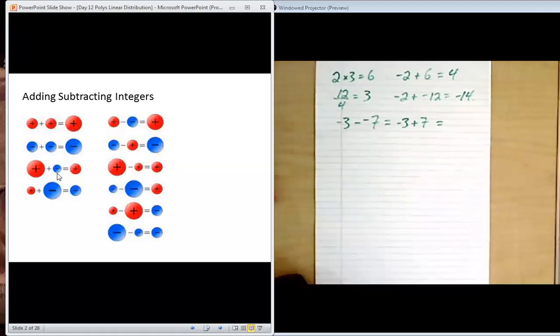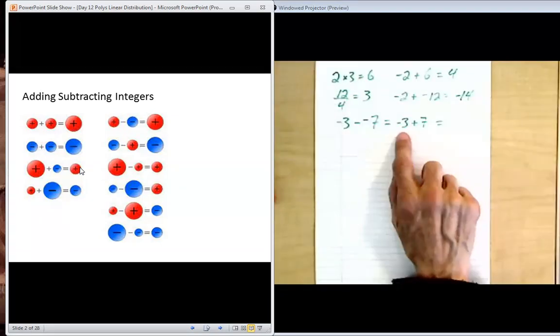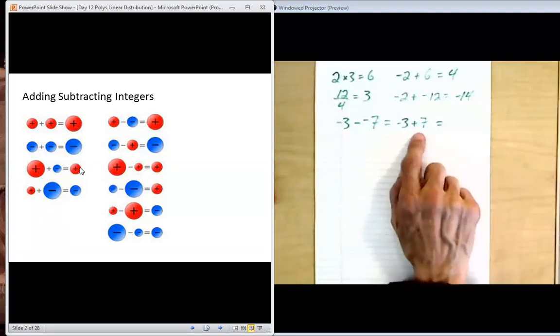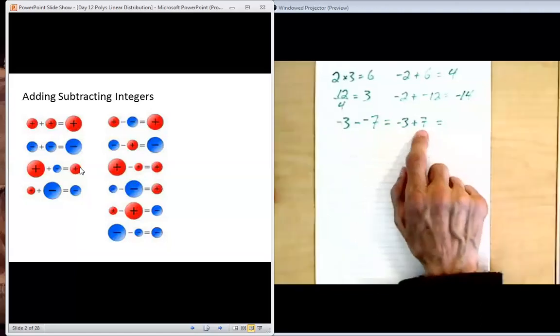Small negative, a minus 3, and a big positive, a plus 7. Or you've gone 3, you're under 3, so you reach the ground, and then you go a little bit more. Plus 4.